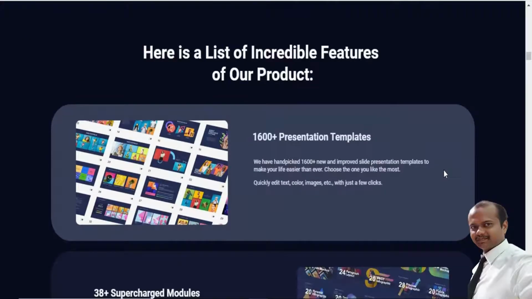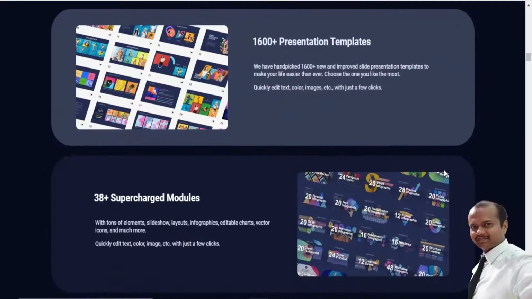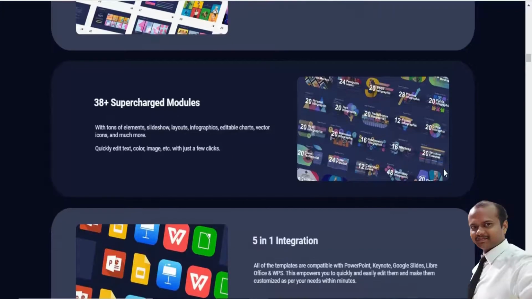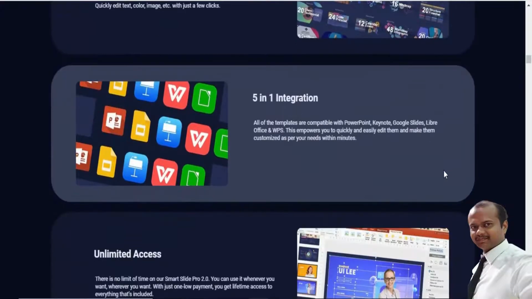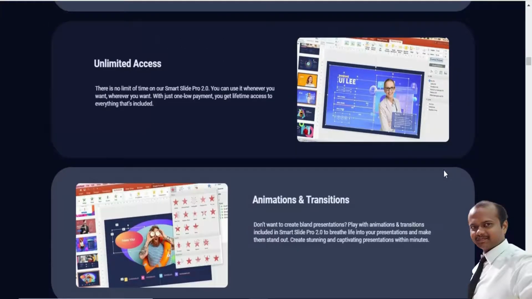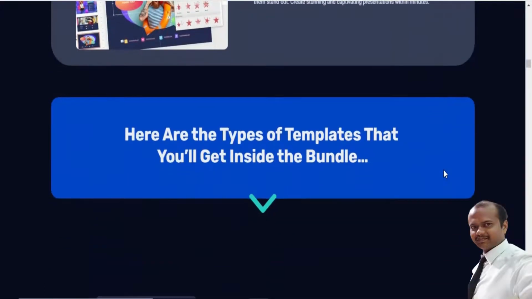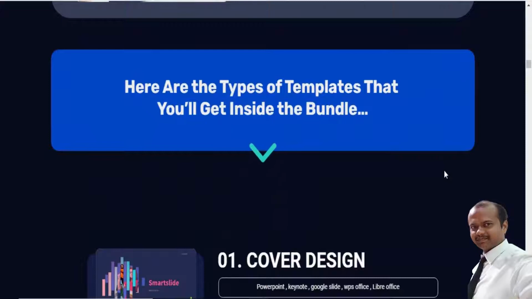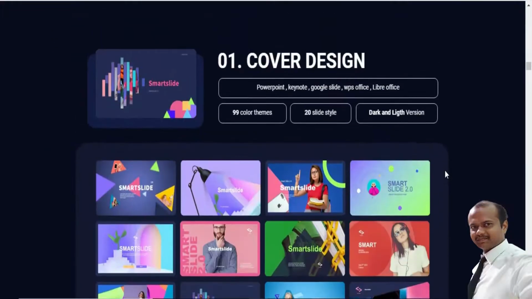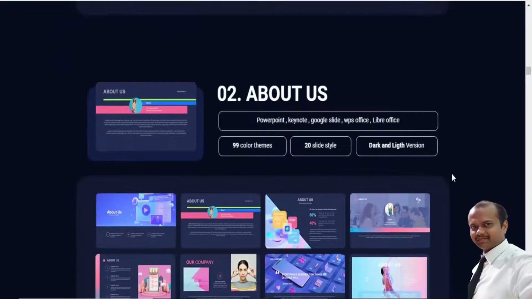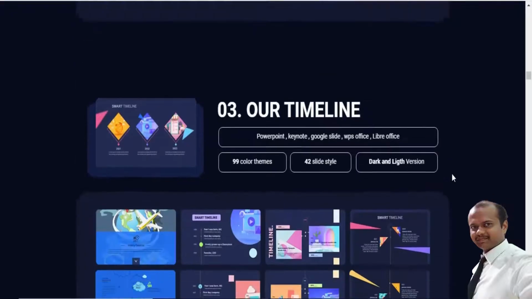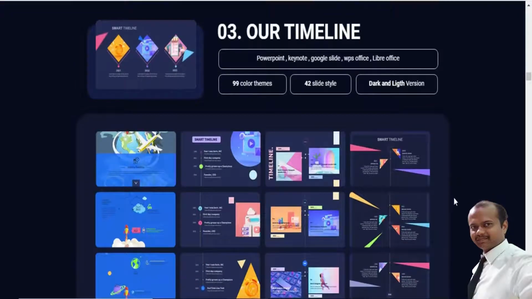So here is a list of incredible features in this product: 1600 plus presentation templates, 38 plus supercharged models, 5-in-1 integration, and unlimited access to animations and translations. Here are some types of templates that you will get inside the bundle, guys. Number 1 is cover design. Number 2 is about us. Number 3 is our timeline, for PowerPoint, Keynote, Google Slides, WPS Office and LibreOffice.